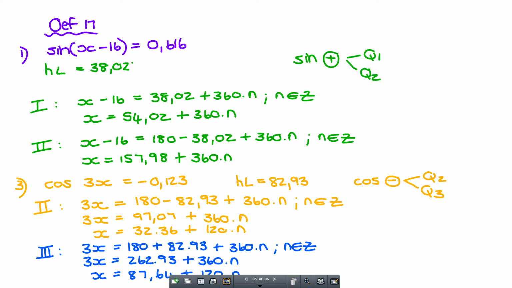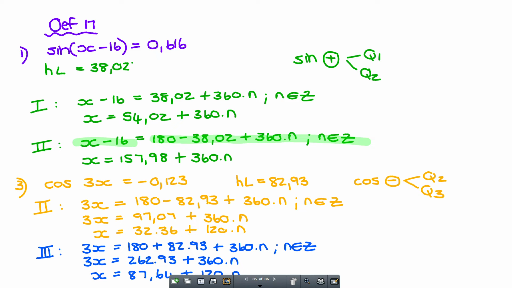Okay, so if I look at quadrant 1, then I will have x minus 16 equal to my help angle plus 360 times n. Please remember to add this last part. Okay, right, and then my next step, all I do is take the 16 over, so you will then end up with 54,02 plus 360n. Okay, if you look at the second quadrant, I have x minus 16 equal to, and now because it is the second quadrant, I'm going to say 180 minus my help angle, again, plus 360n, n is an element of all integers.